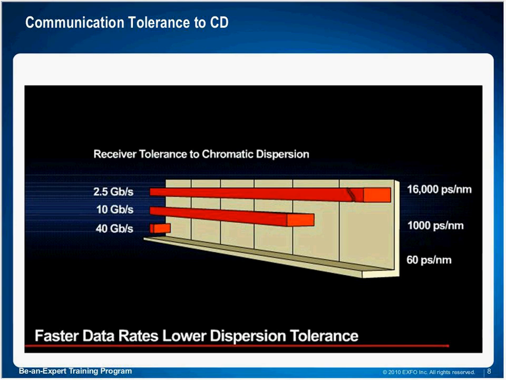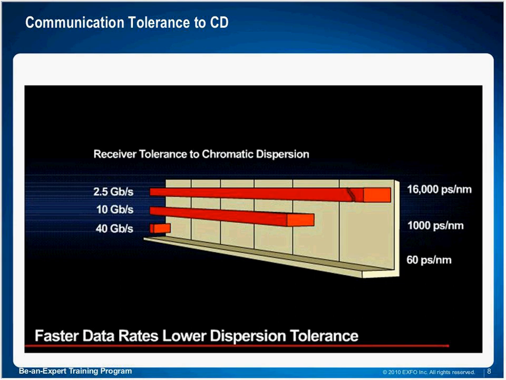So we're talking about how CD can affect your transmission. Depending on the data rate that you're going to be using, there will be certain tolerances accepted by the receiver at the end of your fiber length. Based on the transmission speed you're going to be using, you will have different tolerances.